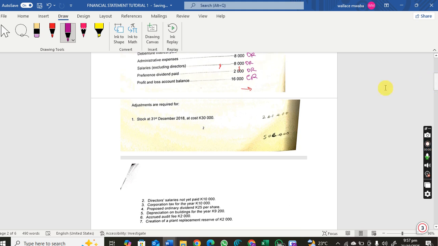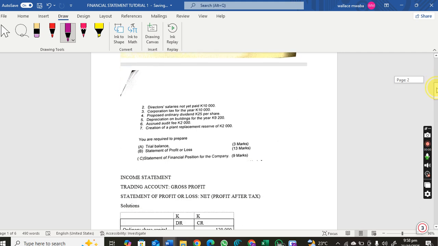So this additional information usually gets applied when you start the statement of profit or loss. Okay, you must read through. Sometimes there might be some adjustments that might affect the trading account, but in this case here, none of these adjustments affect the trading account. They will affect the statement of profit or loss. So when we reach the statement of profit or loss, we're going to do these adjustments. For now we need to make our trading account. We want to get our gross profit.